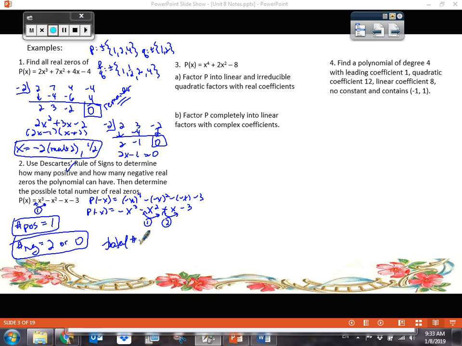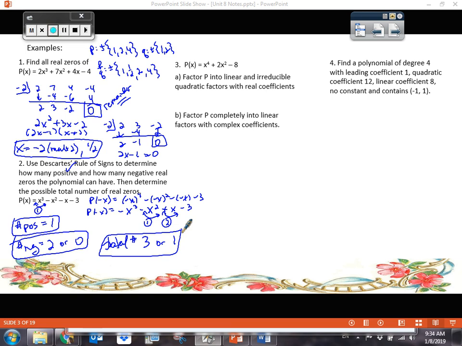Total has to be a combination of these two. I could have 1 positive and 2 negative, so I could have 3 real zeros. Or I could have 1 positive and 0 negative, or I could have 1. Those are my choices. And that's how we use Descartes' rule of signs. Okay?